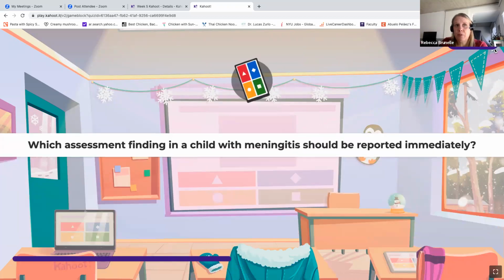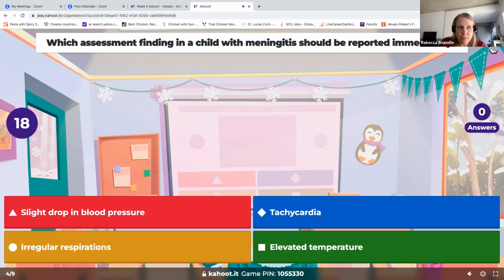So which assessment finding in a child with meningitis should be reported immediately? A slight drop in blood pressure, irregular respirations, tachycardia, or an elevated temperature.